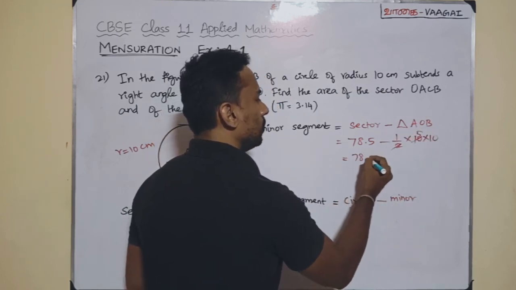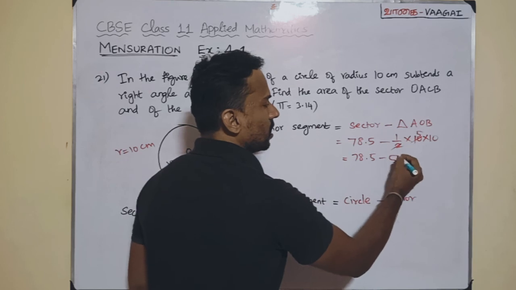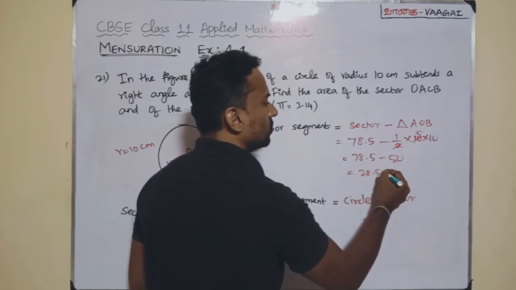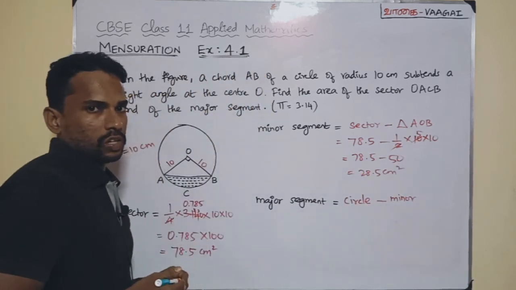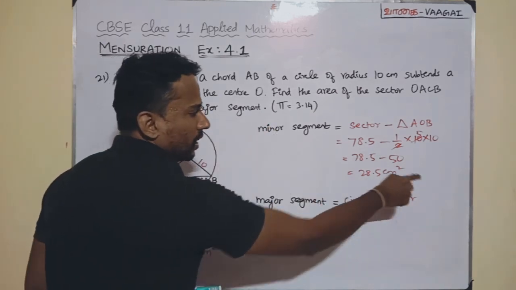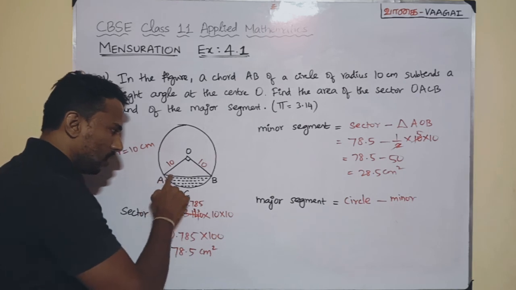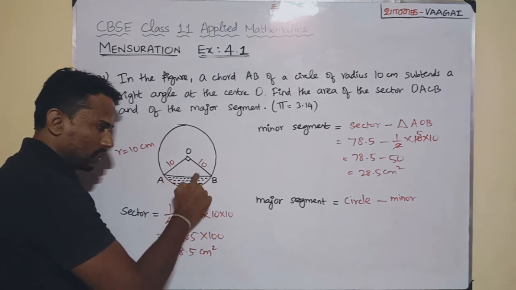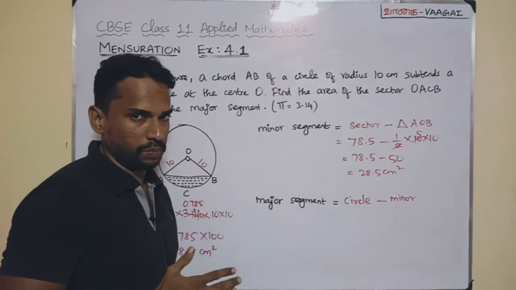So this will be simply 78.5 minus 50. This will give you 28.5 centimeters square. So successfully we got the area of the minor segment. This is going to be 28.5 centimeters square, which is the area of this portion alone, the one which is shaded here.